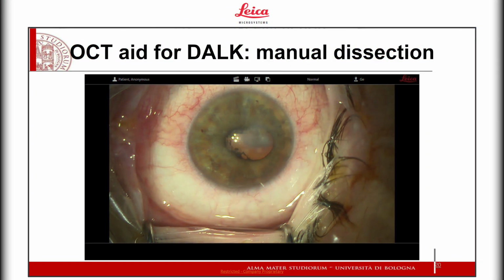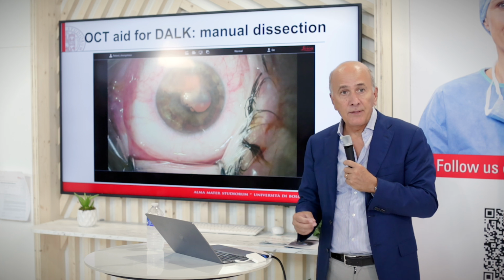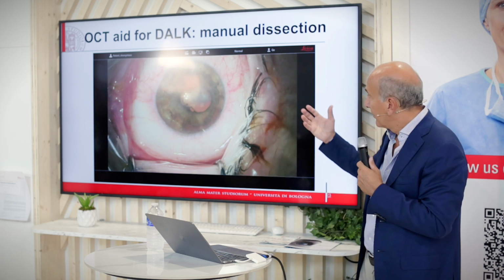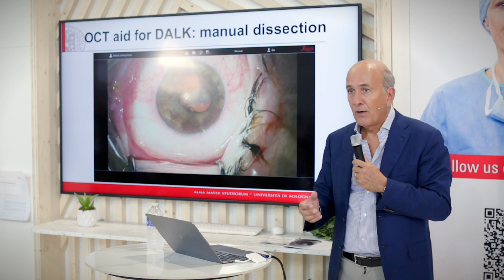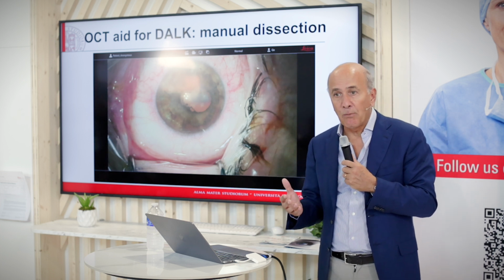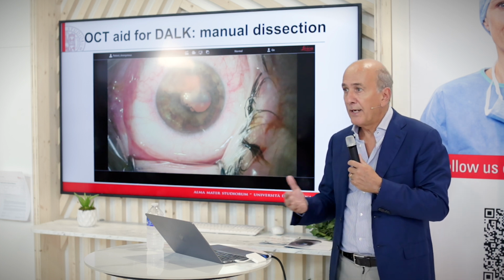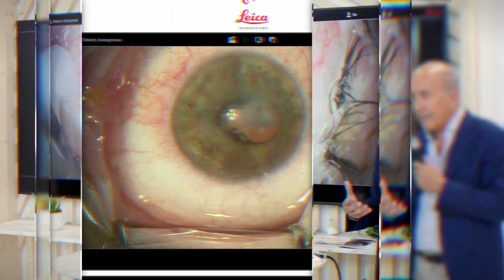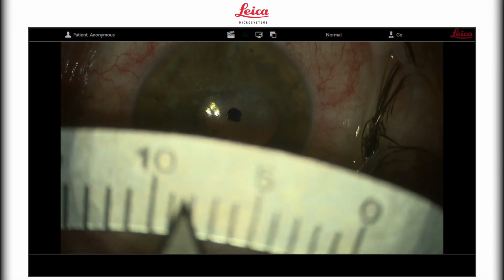Now, this is another case. This is a case where big bubble is not possible. It just doesn't happen because there is a full thickness scar in this case. Again, another post-infectious keratitis. There is a full thickness scar. We know that we cannot achieve a big bubble, but we want to do a deep anterior lamellar keratoplasty. What is the advantage of the OCT?